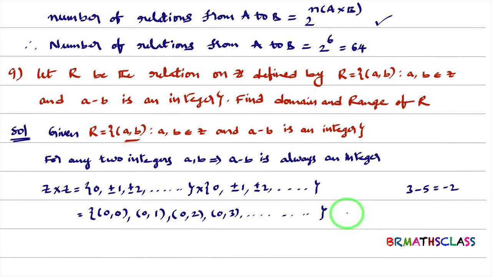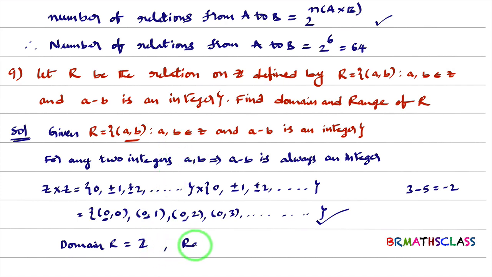What I am trying to say here: domain. What is domain? Set of all first elements of ordered pairs in the relation. But we cannot write this relation as it is an infinite set. But we can observe here, with 0, then next plus 1, minus 1, like that. What you will get? Domain is the integers. You need to understand this. Domain of this relation is the set of integers.